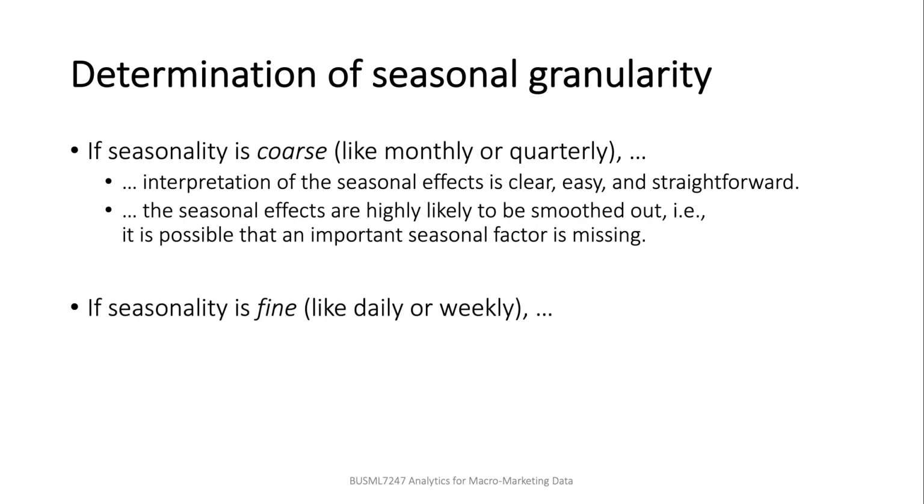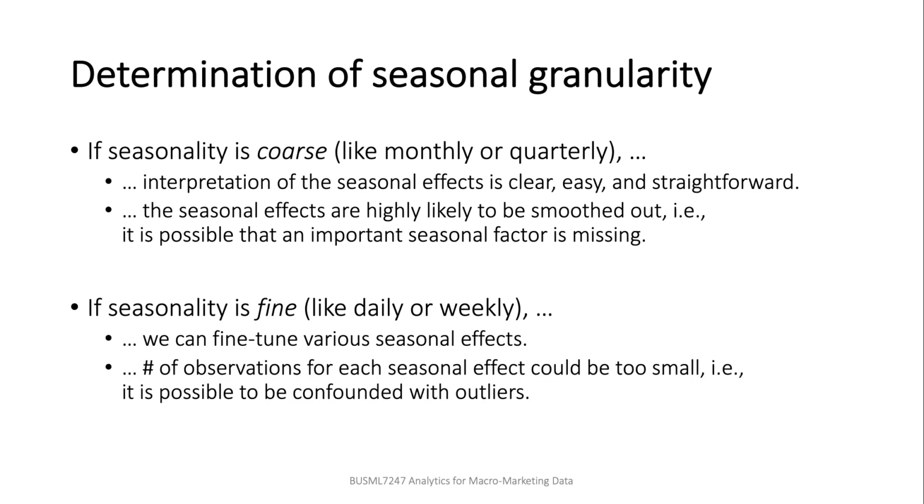On the other hand, if seasonality is fine in analysis, like daily or weekly dummies, we can fine-tune various seasonal effects. The Black Friday week is separated out from the other weeks, and we can exactly control for the Black Friday changes. But the fine-tuned seasonality also faces a problem. For each seasonal effect, like the week 1 effect, week 2 effect, etc., the number of observations could be too small, implying that there is a possibility of being confounded with outliers.